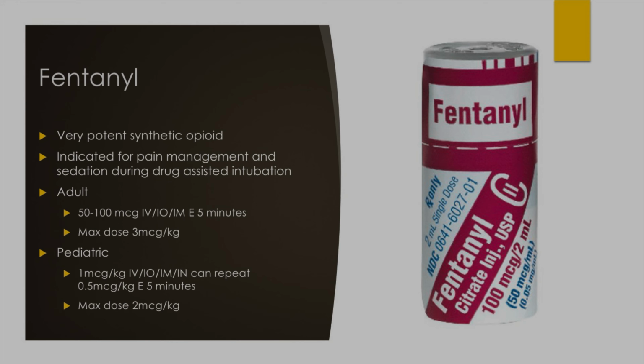Pediatric dosing is 1 microgram per kilogram, IV, IO, IM, or IN, with repeats of 0.5 micrograms per kilogram every 5 minutes, up to a maximum of 2 micrograms per kilogram. Because fentanyl has rapid onset and short duration, it's particularly useful pre-hospitally. For post-intubation sedation, dosing is typically 50 to 75 micrograms with a maximum cumulative dose of 300 micrograms depending on protocol. In our system, fentanyl appears in UP11, AC4, and AR8.